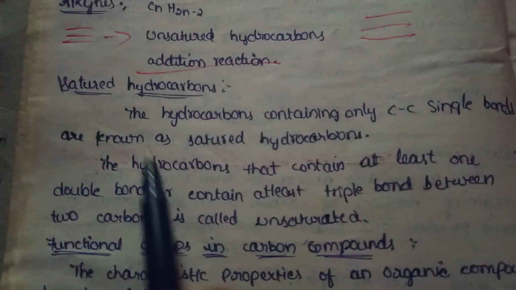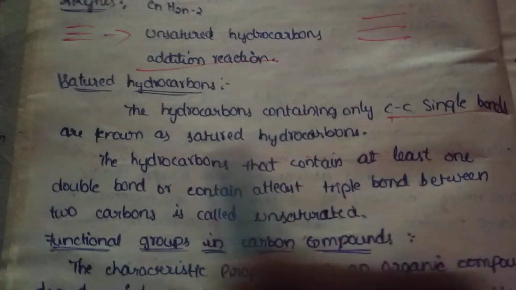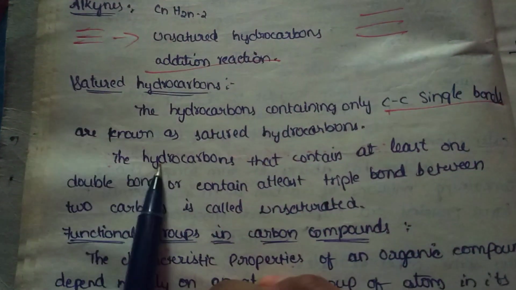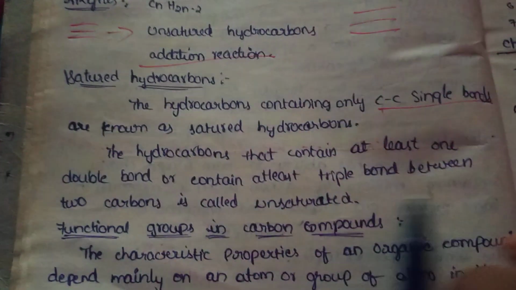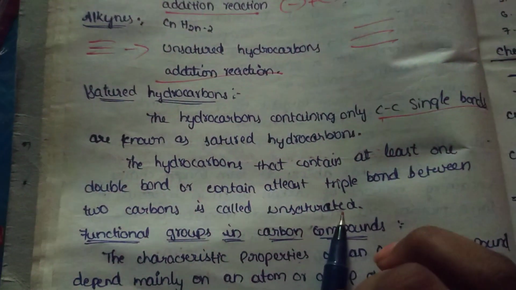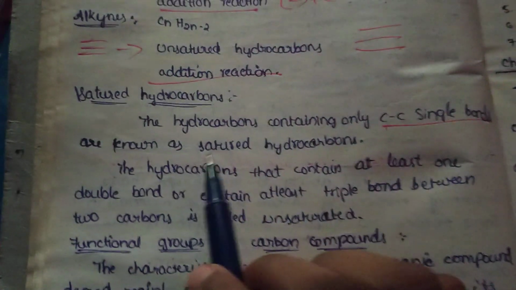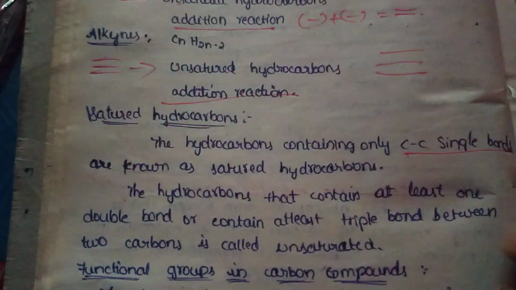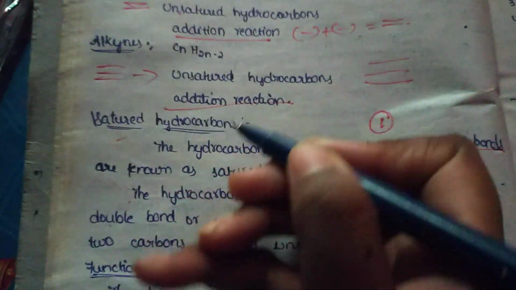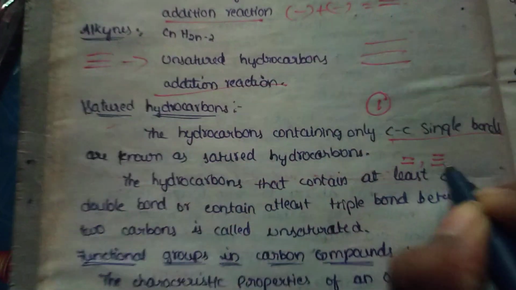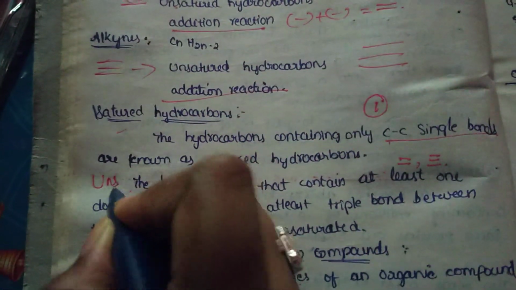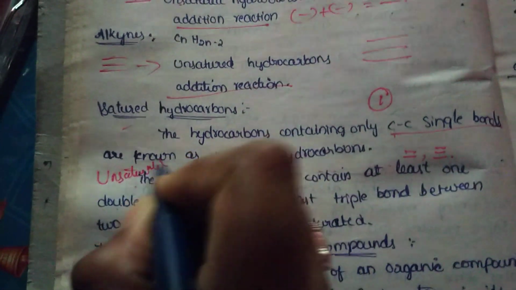Saturated hydrocarbons: the hydrocarbons containing only C-C single bonds are known as saturated hydrocarbons. The hydrocarbons that contain at least one double bond or at least one triple bond between two carbons are called unsaturated. Saturated means single bond. Even if there is one double bond or one triple bond in the whole structure, it is going to be unsaturated.